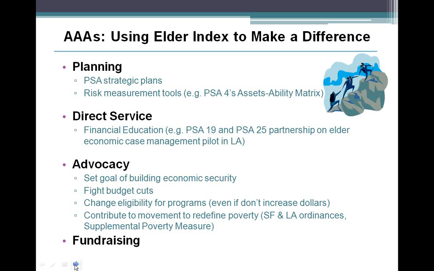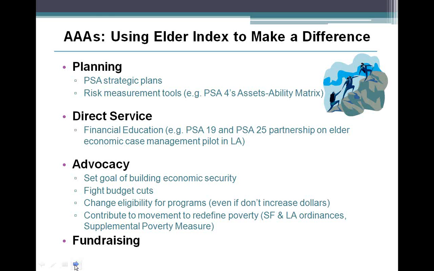And on the advocacy front, that's where all of the efforts over the last 3 years to get the Elder Economic Planning Act passed has come in. But it's also continually being used, the Elder Index, as a way to set the goal for building economic security. It actually helps you quantify a goal that your programs can strive for and your policies can strive for.